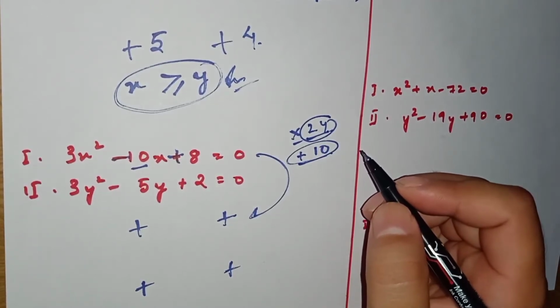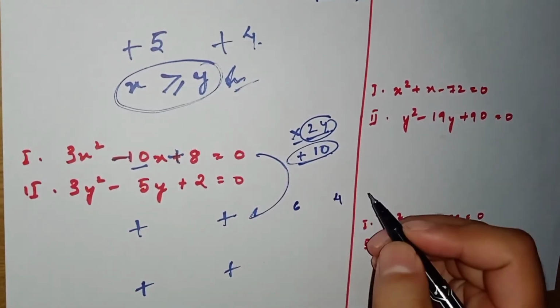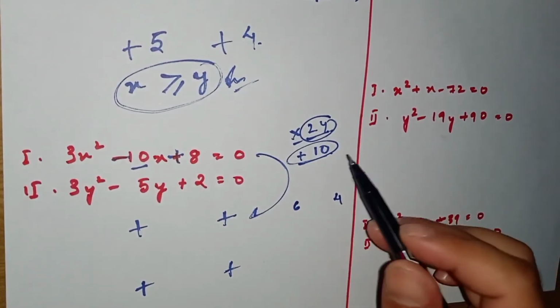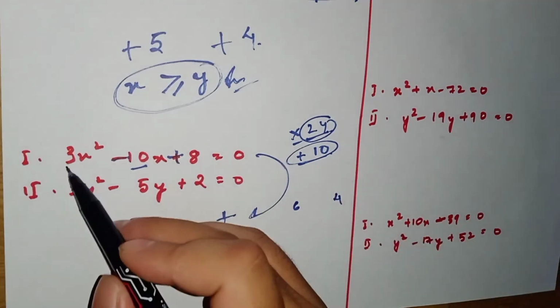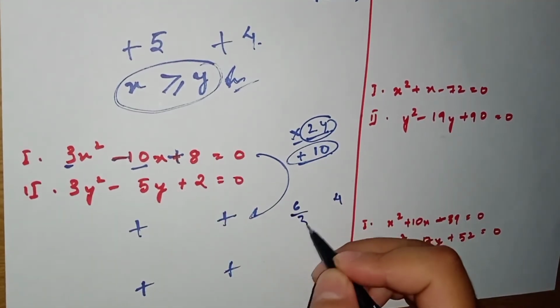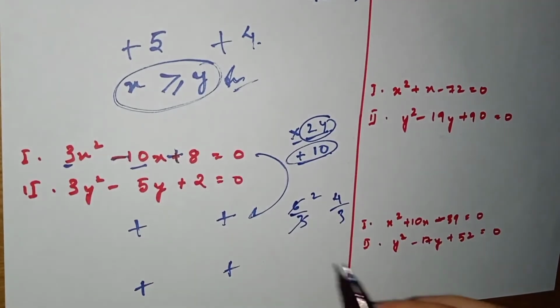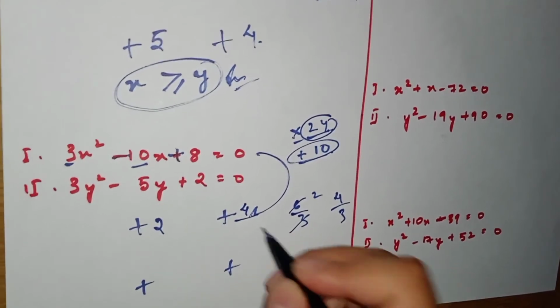So the two numbers will be something like 6 and 4, right? 6 and 4 will be the two numbers. When we multiply, we get 24, and when we add, we get 10. But there is coefficient 3, so we will divide by 3. So the two roots will be plus 2 and plus 4 by 3.